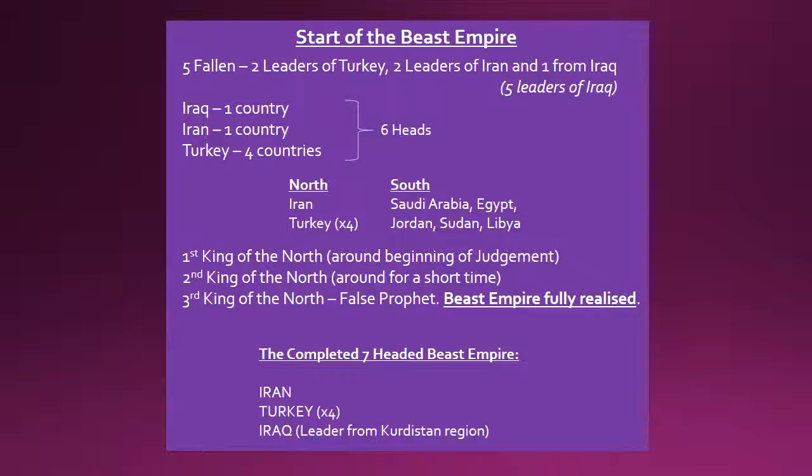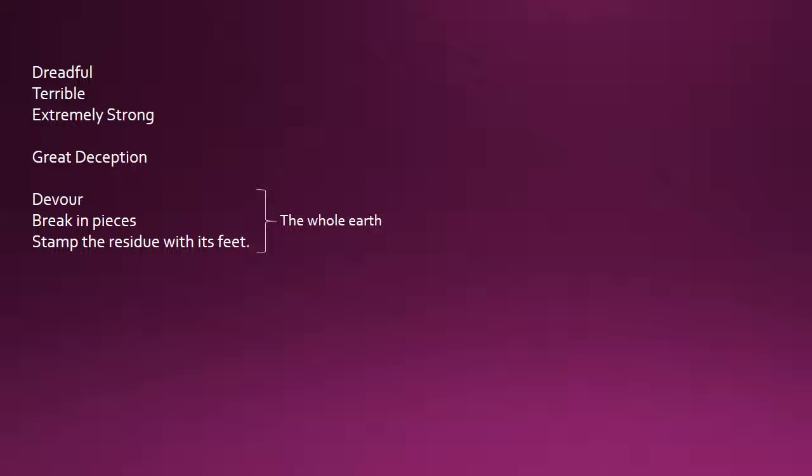The last main thing to note about this empire is that it is called dreadful, terrible, and exceedingly strong. It is given the power and authority to lie and deceive people, and it will be a great deception. We are told it devours, breaks in pieces, and stamps the residue of the entire earth with its feet. Now the entire earth in Daniel can mean just the Middle East area, but we cannot know for sure here whether this means the Middle East or the entire world as we know it. But either way, we know it will be extremely destructive, and we should be watching for it arising so that we are not deceived by it ourselves.